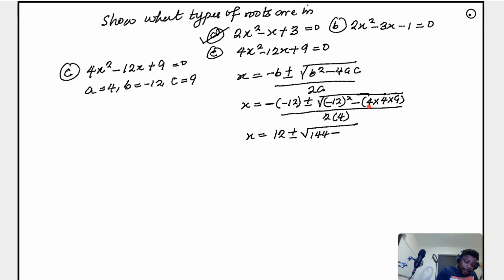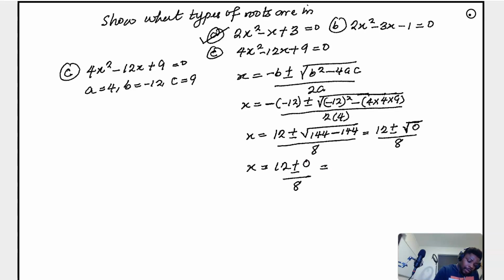Minus. Okay, so here what do we have? 4 times 4, that is 16. 16 times 9, that is 144, all over 8. So this is plus or minus, 144 minus 144, this is 0. So that is over 8. So x is equal to 12 plus the square root of 0, which is 0.